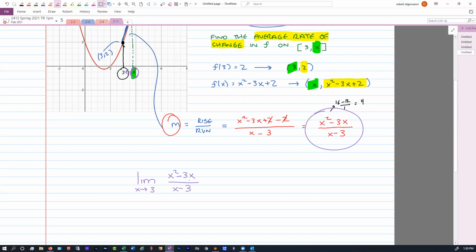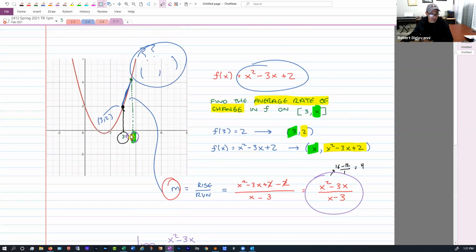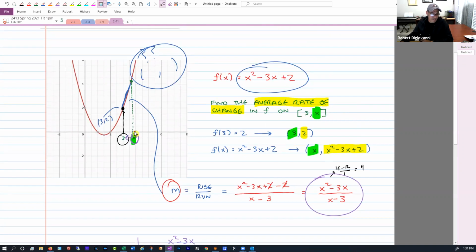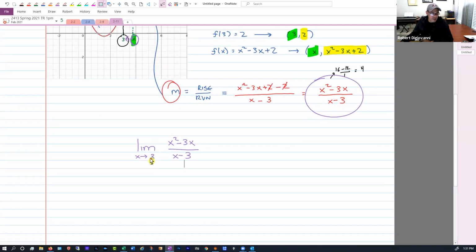Does it matter which way x approaches 3? It does not. Good question. It does not, because when I drew this x, I drew it on the right-hand side, but it could very well be that the x is on the left-hand side. We're going to take a limit and let x approach 3, so we don't care which side we're coming in from. Good point to bring up there, Natalie.